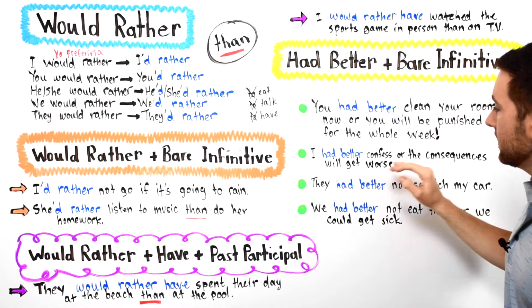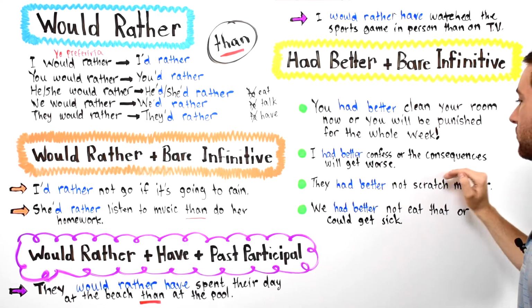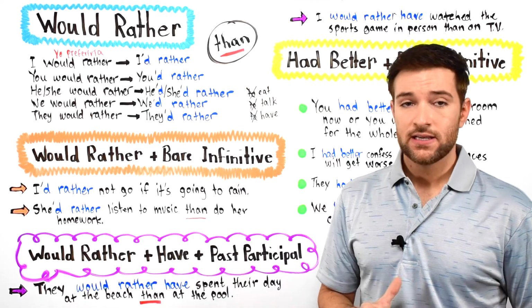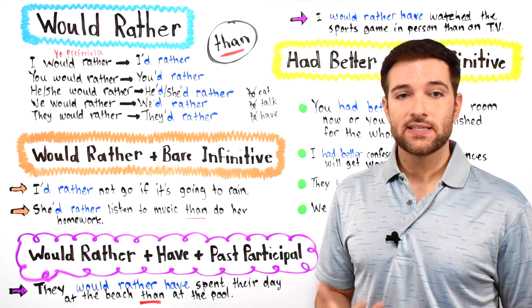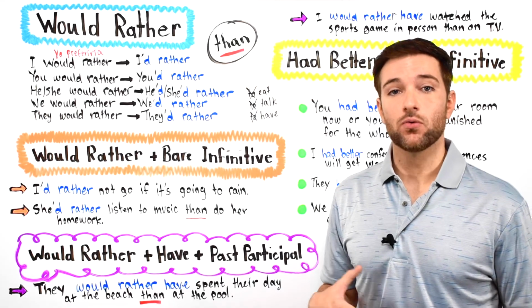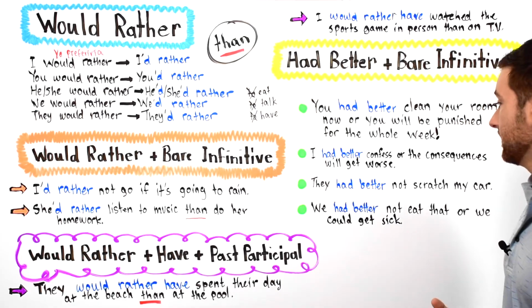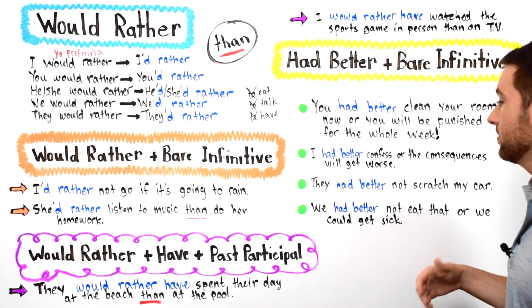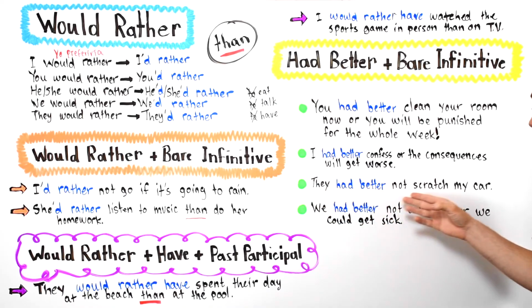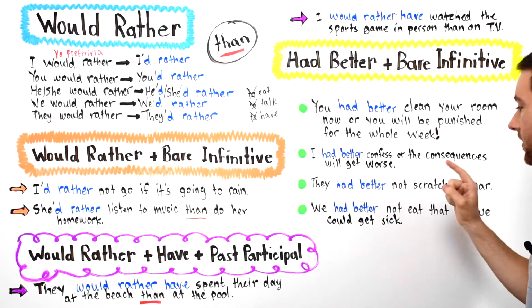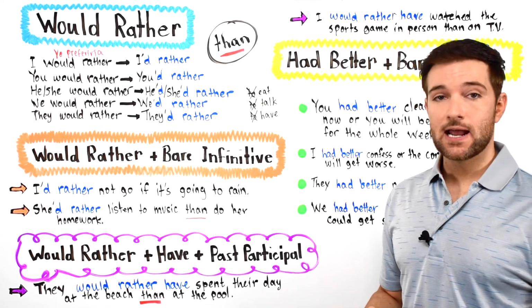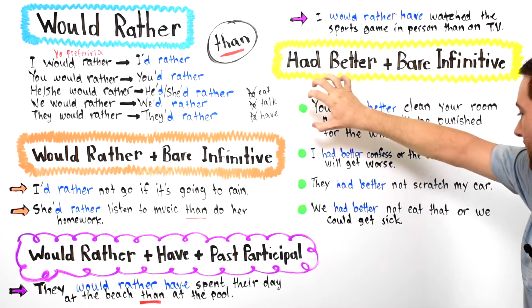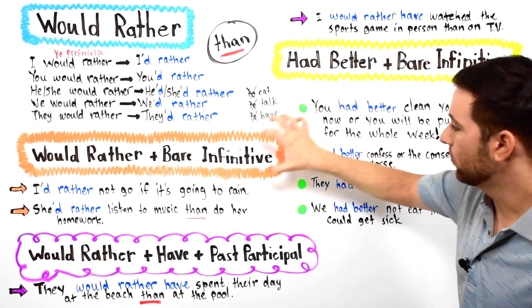A continuación tenemos, I had better confess, or the consequences will get worse. Será mejor que yo confiese o las consecuencias empeorarán. Okay, will get worse. To get worse is like empeorar. And then we have, they had better not scratch my car, which means será mejor que ellos no rayen mi coche. Okay, to scratch is like, you know, when you scratch like that. I scratched the board, okay?